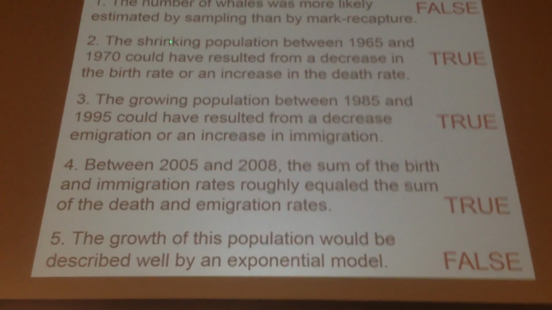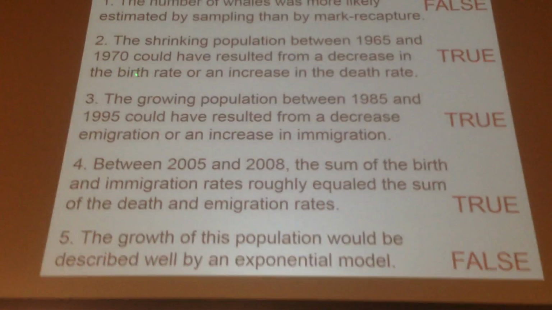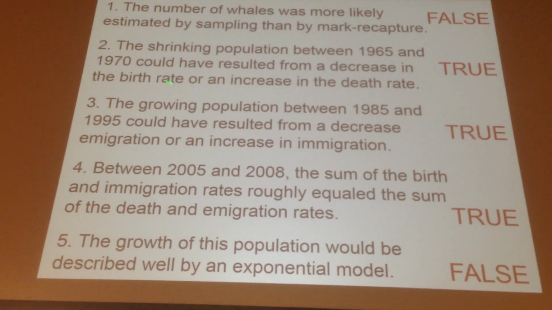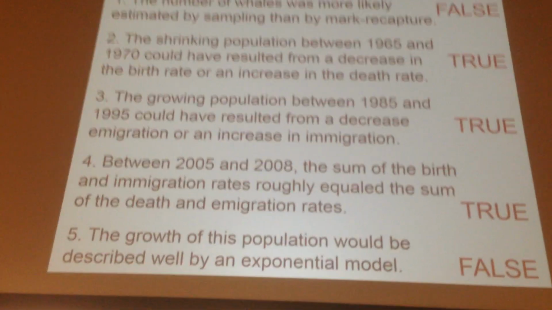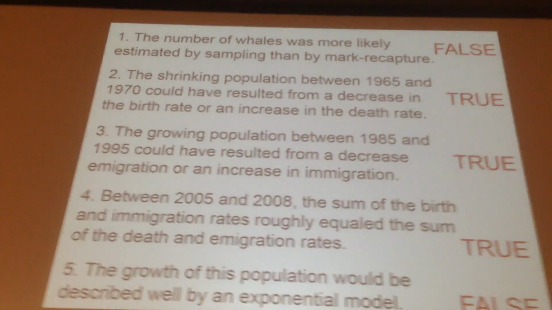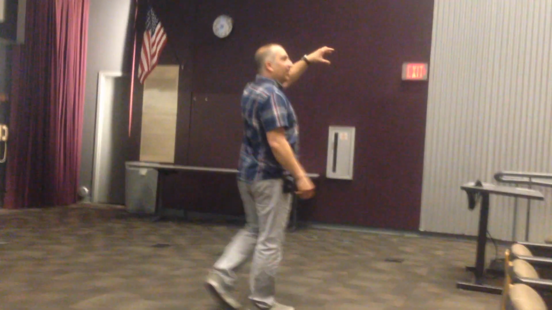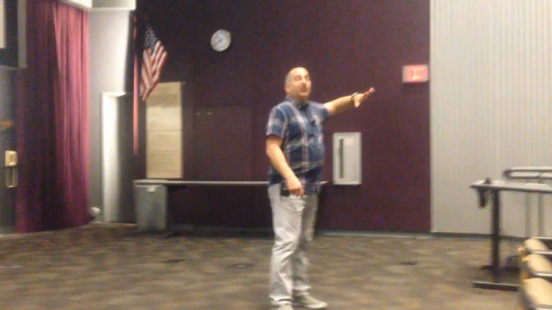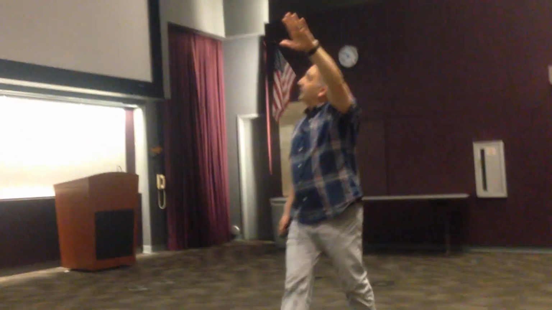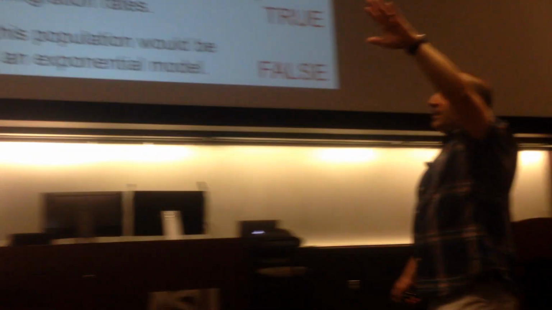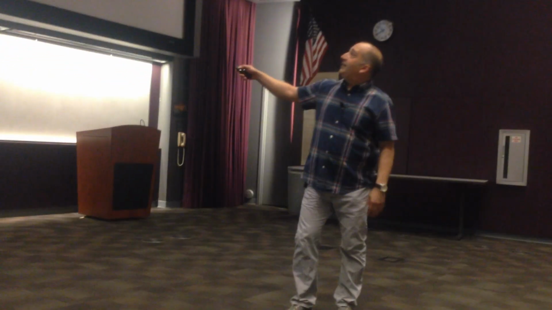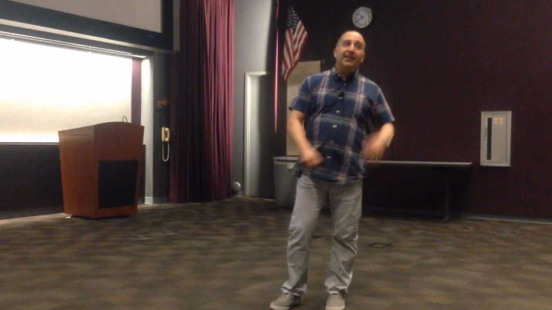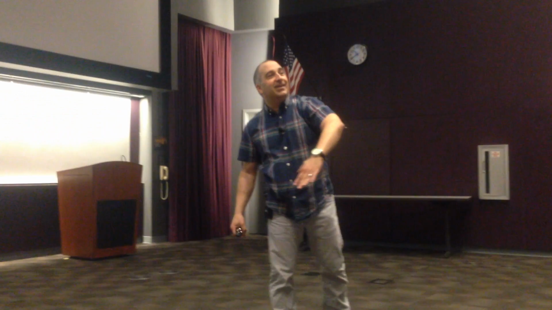Risky. The shrinking population between 1965 and 1970 could have resulted from a decrease in birth rate or an increase in death rate. This is true, and you want to think about the equation. Population change equals births minus deaths plus immigrants minus emigrants. If you see a population increasing or decreasing, it could be a combination of all these factors. So in this case, for this to be true, a decrease in birth rate, increase in death rate, either one of those could cause the population to decline, right?